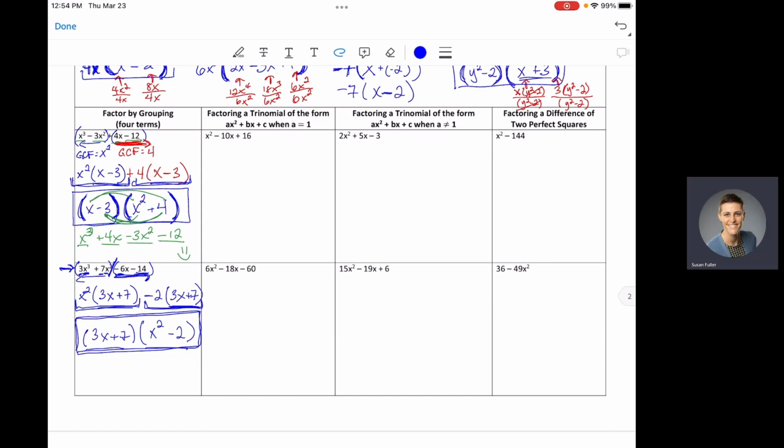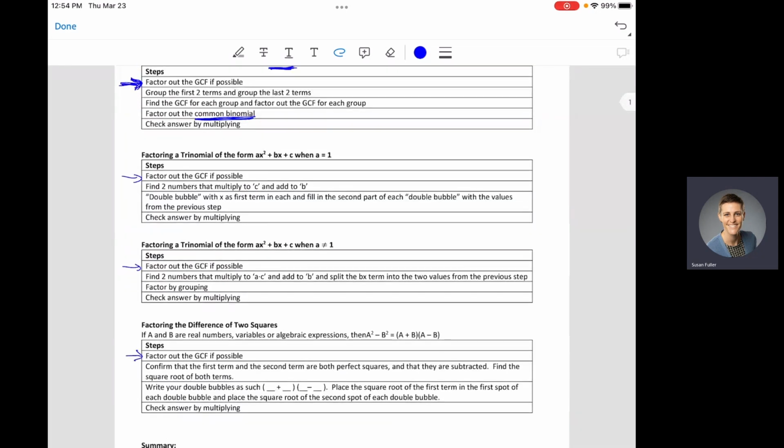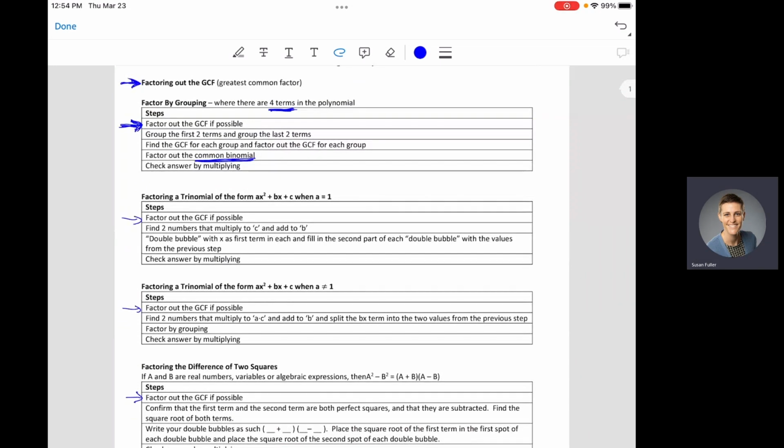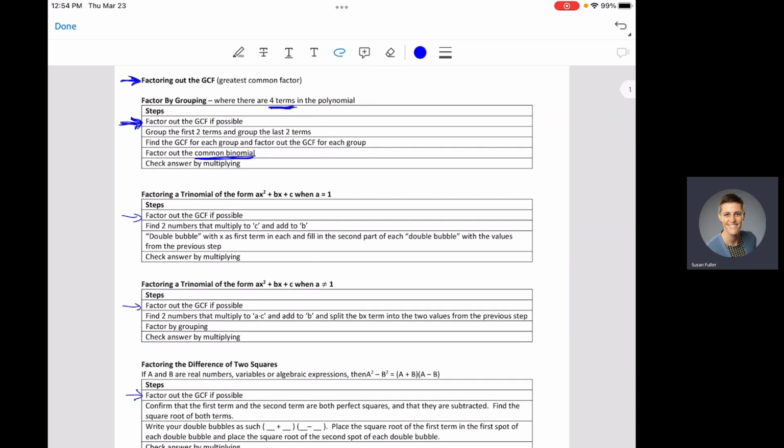So what if you don't have 4 terms? What if you have 3 terms? Well, that's called factoring a trinomial. So if you have a trinomial that looks like ax squared plus bx plus c, you've got 1, 2, 3 pieces. Your process is going to differ a little bit based on whether your a value, this number in front of your x squared, is 1, or when it's a number other than 1.